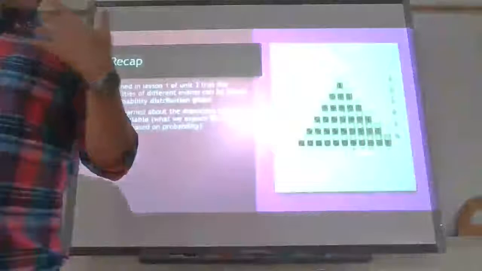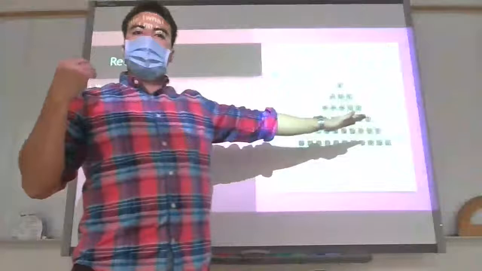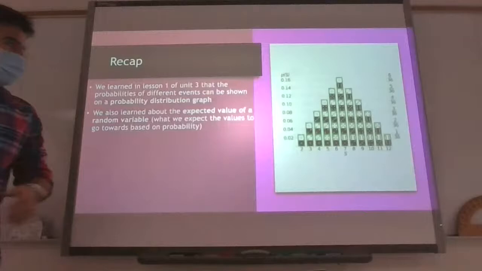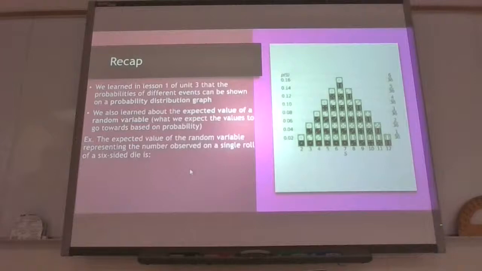And I personally like the way the probability distribution graphs are shown. It just really gives you a good indication as to where our data seems to be trending towards, right? And again, we know that there is actually a formula we can use to find the expected value. Don't worry about writing this one down because we've actually talked about this example already.